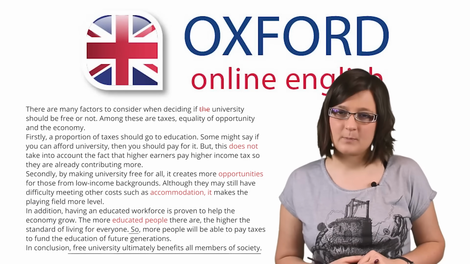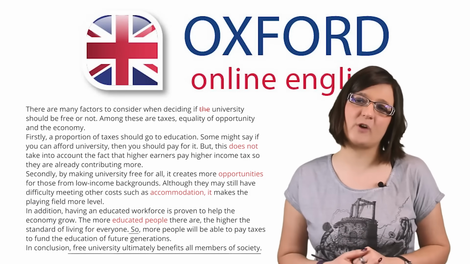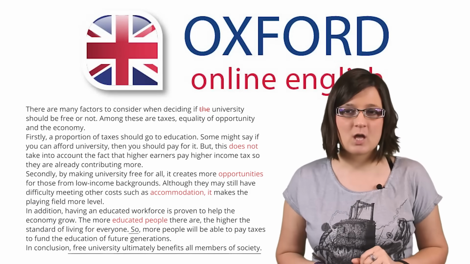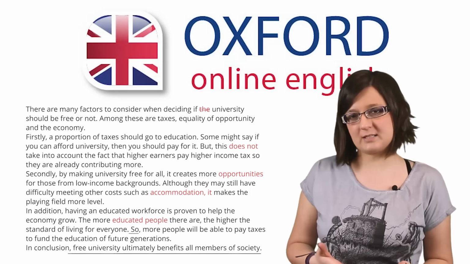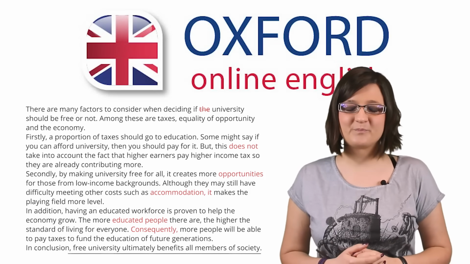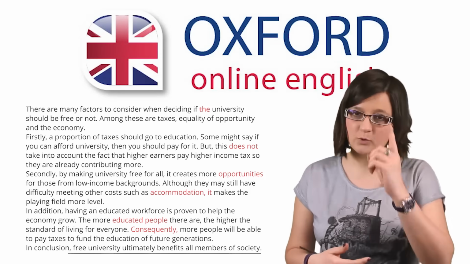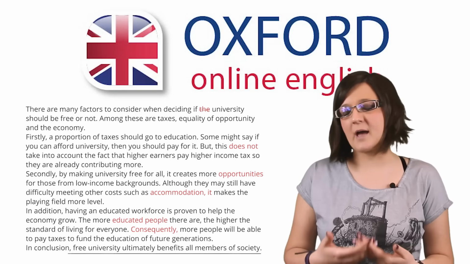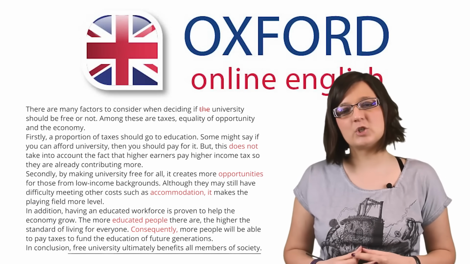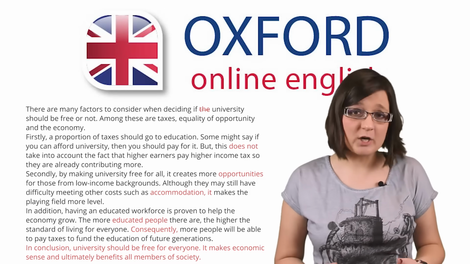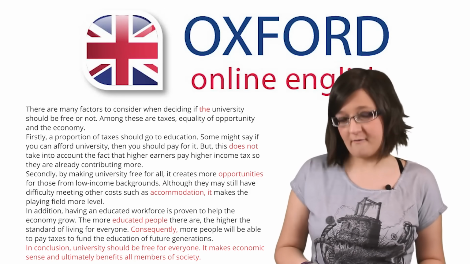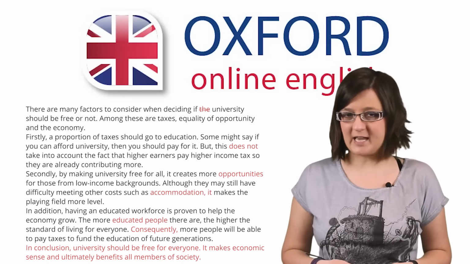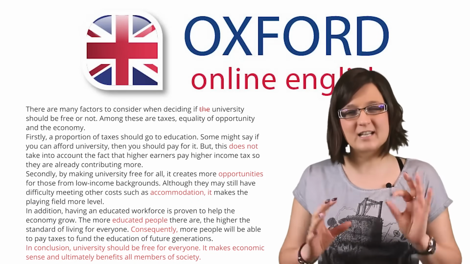So is not a mistake, but we used so in the second paragraph already. You want to show the examiner your range of language. So here you could use something more precise, like consequently. Our conclusion is only one sentence, so let's add an extra point. We're still under the maximum word count. Let's change it to, in conclusion, free university should be free for everyone. It makes economic sense and ultimately benefits all members of society. At this point, it's looking good.